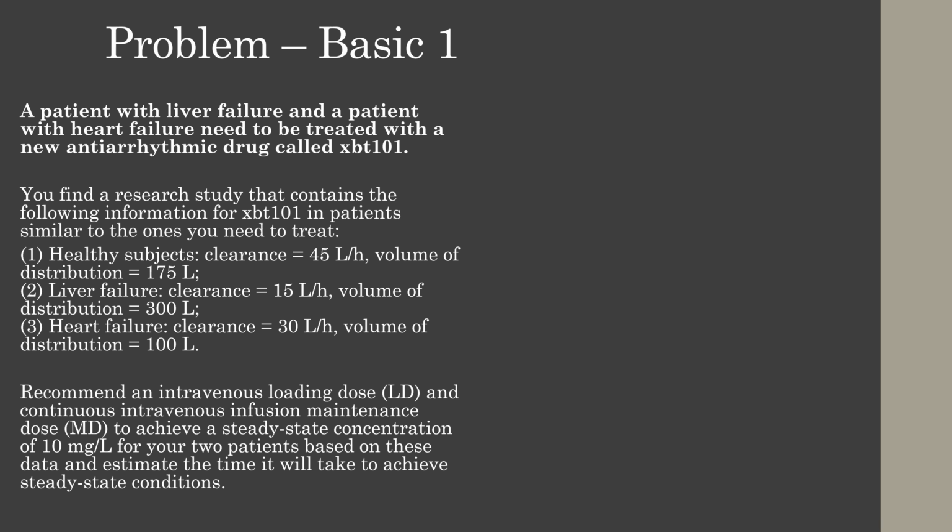Now it's the part of the lecture where we get into actually starting to use the equation sheet. And the first one here is a basic problem. You have this drug that's called XPT 101. We want to figure out what exactly would be a maintenance dose and a loading dose in 3 different types of patients: healthy subjects, patients with liver failure, and patients with heart failure. And we want to know what those doses would be to achieve a steady state concentration of 10 milligrams per liter. And you can see we're going to be utilizing all of these PK parameters for each one. So let's go ahead and do that, starting in the next slide.